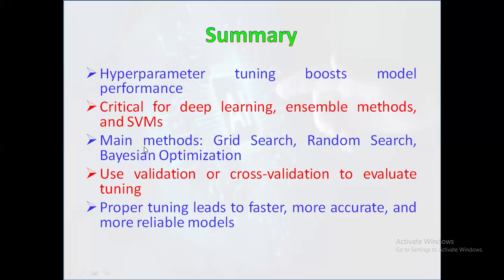The main methods are grid search, random search, and Bayesian optimization. Each method has strengths and weaknesses. Grid search is exhaustive, random search is faster, and Bayesian optimization is intelligent and efficient. Use validation and cross validation to evaluate tuning. Always validate tuned models on separate data to ensure performance holds. Cross validation gives a comprehensive performance view. Proper tuning leads to faster, more accurate, and more reliable models.